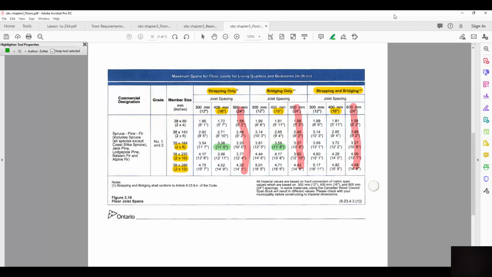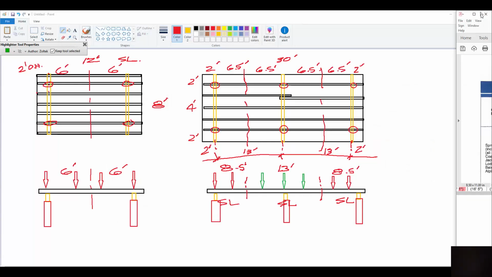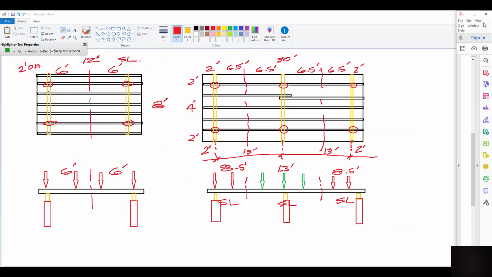So let's just move this over here. I'm just going to minimize this page and slide it over here. There we go. I moved it a bit too far. I'm sorry.